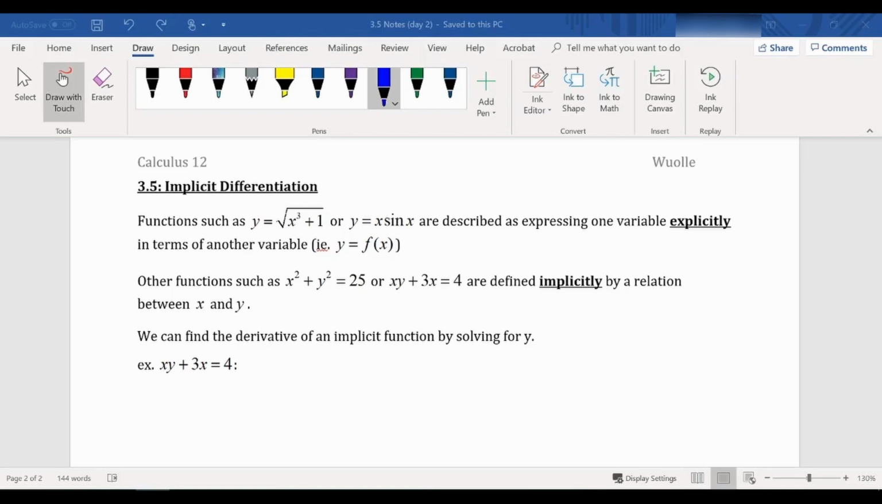Other functions, such as x squared plus y squared equals 25, or xy plus 3x equals 4, are defined implicitly by a relation between x and y, meaning x and y are interdependent on each other. We might still be able to isolate the y and rewrite it in terms of x, but the way these are written, what this means is as x changes, y changes, but also if we change y, x has to change as well. They are related to each other in an interdependent way.